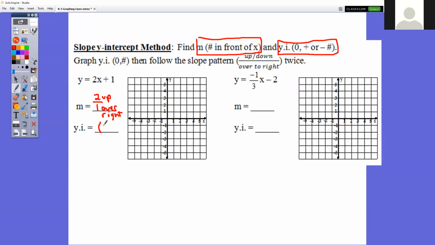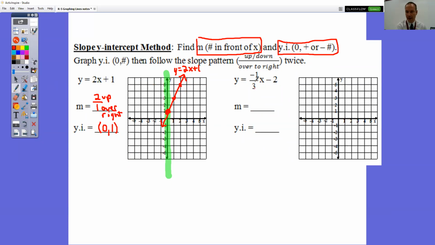And your Y-intercept would be 0, comma 1, because we have a plus 1. Remember, when you go to graph this, your Y-intercept is always somewhere on that green line. So 0, comma 1 is right here. That's the first dot that we're going to graph. Now we want to graph 2, 1. Up 2 over 1, put a dot. Up 2 over 1, put a dot. Your 3 dots should form a straight line. If they don't form a straight line, you did something wrong. Put your arrows on the ends of your line, and you should always label your line.